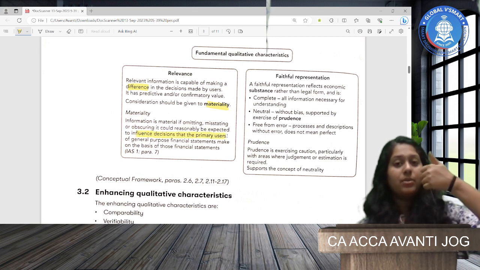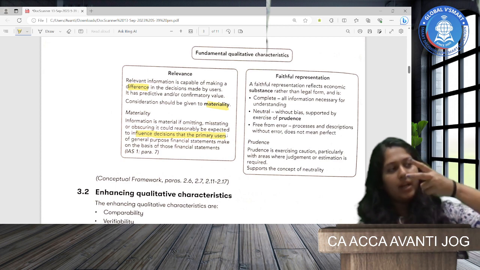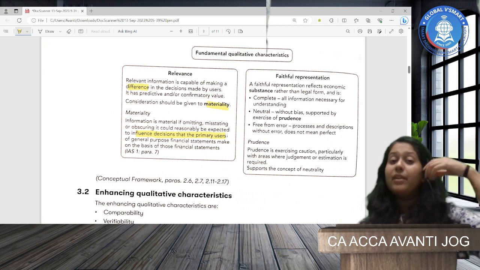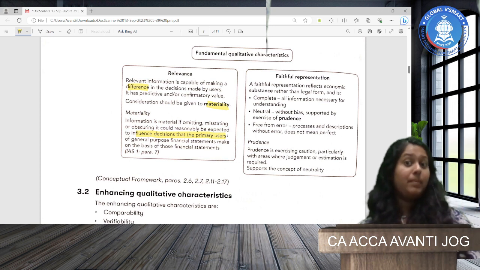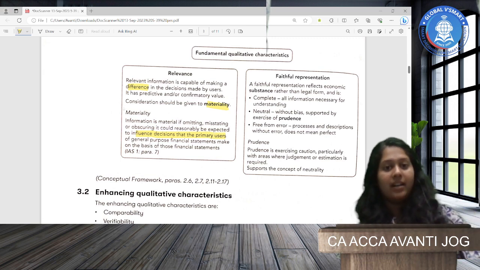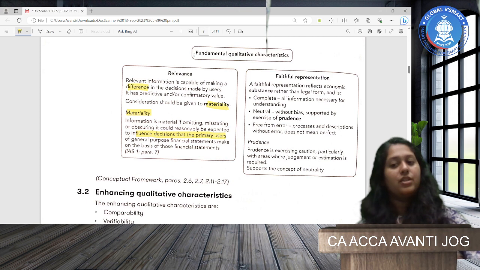ऊपर देखा primary users कौन है? Creditors, potential existing investors and loan providers. तो अगर आपने ये information नहीं दी तो इनका decision making affect होगा. तो obviously ये information बहुत important है, बहुत significant है, और ये ऐसी information को हम बोलते हैं material information. तो ये material information है, इसको definitely हमें financial statements में properly disclose करना है, right?